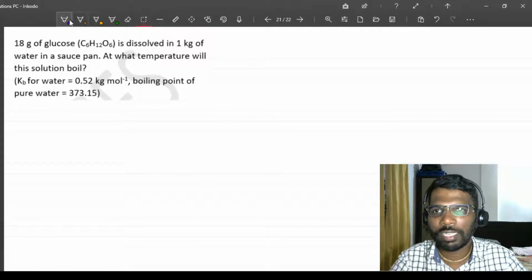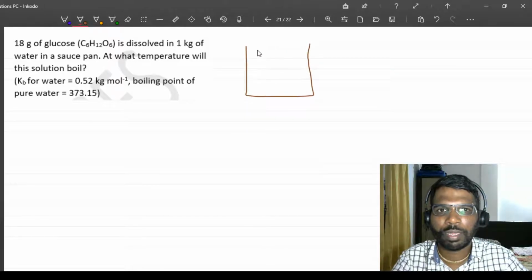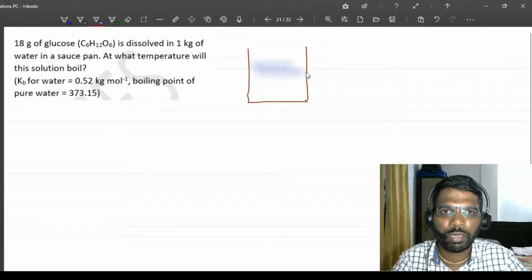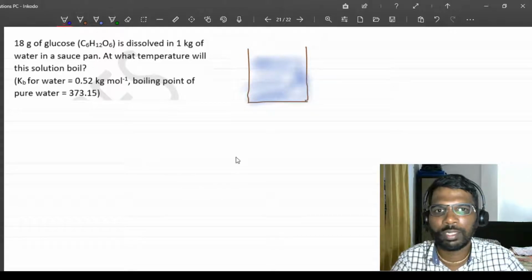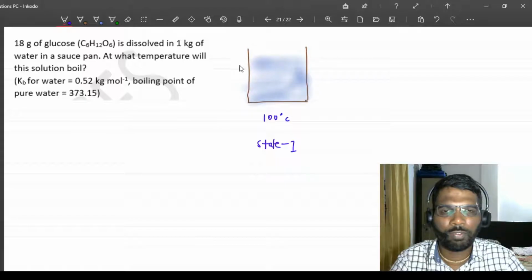Let's say this is the beaker, and this is the water in it. This is the water which is being filled into this beaker. Now it will have its boiling point. What is the boiling point of the water? We know that it is 100 degrees Celsius. But this is state 1, where water is pure.